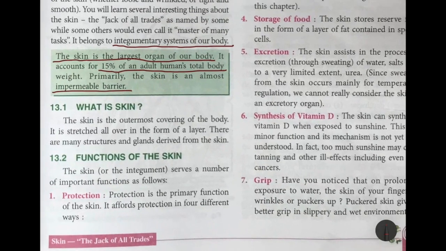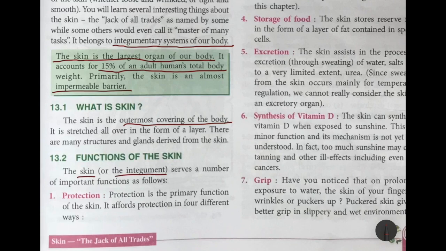Now, what is skin? The skin is the outermost covering of the body, you know that. Okay, and it is stretched from the tip of our toes, from the tip of our fingers to the tip of our head. Okay, and it is stretched all over so that it forms a layer. There are many structures and glands which are associated with the skin and which are also derived from the skin. Now, the skin, also known as the integument, has many functions.